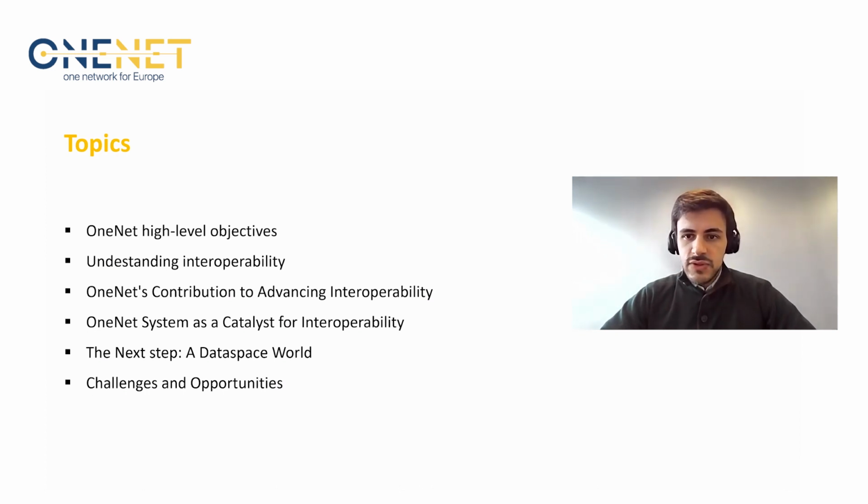The agenda that I have for today includes the coverage of these 6 topics, where firstly I would like to briefly present the OneNet high-level objectives. Secondly, to delve into the topic of interoperability, to understand what it is, why it is important, and why we are working on it. Then what OneNet puts forward as a contribution to the topic, including the OneNet system, which is a core development of OneNet that facilitates the implementation of interoperable systems. As some concluding remarks, I'll then talk briefly about the upcoming data spaces and what challenges and opportunities might arise from the implementation of this concept in the EU.